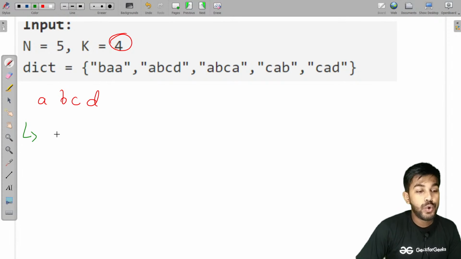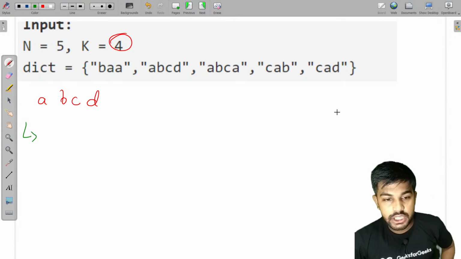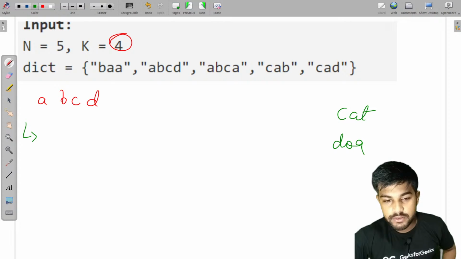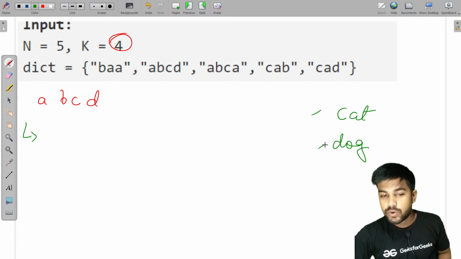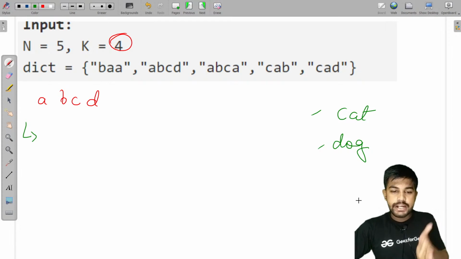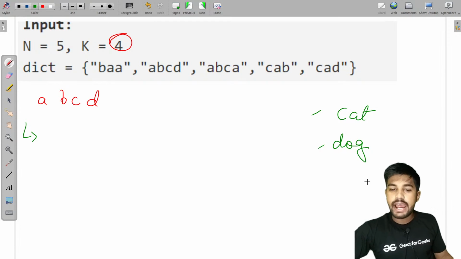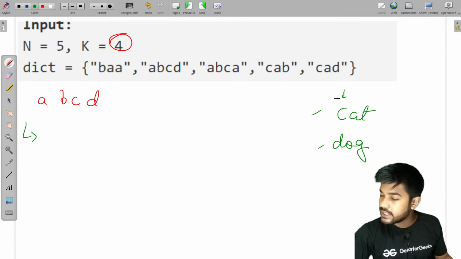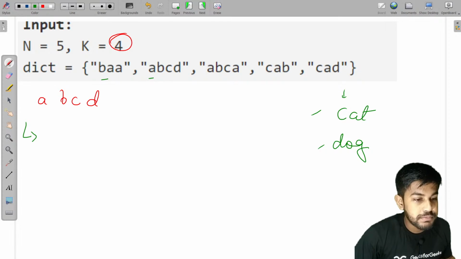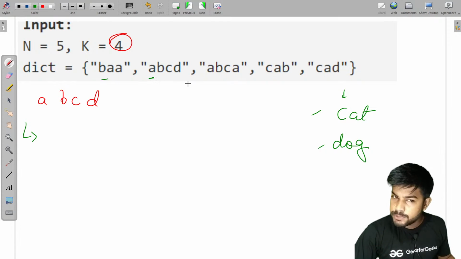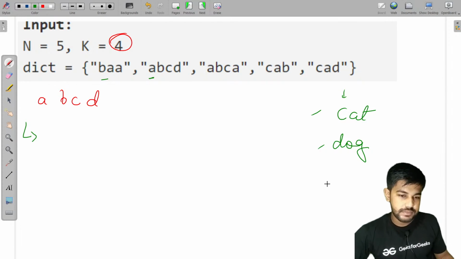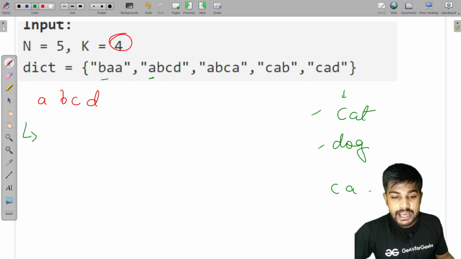Now we know that in a dictionary, if cat comes before dog, just try to relate with the human dictionary. In a dictionary, cat would come before dog. Why? Because C is smaller than D. So we know that B is smaller than A. How much smaller? We don't know that. It might be the case that this is a cat.